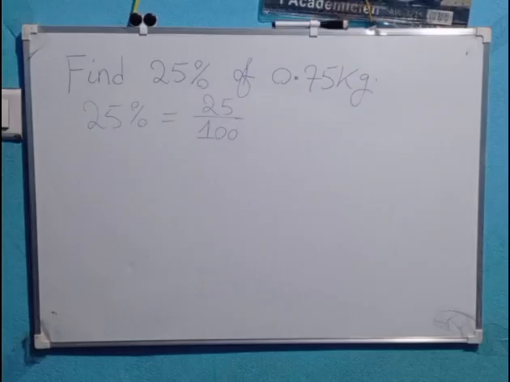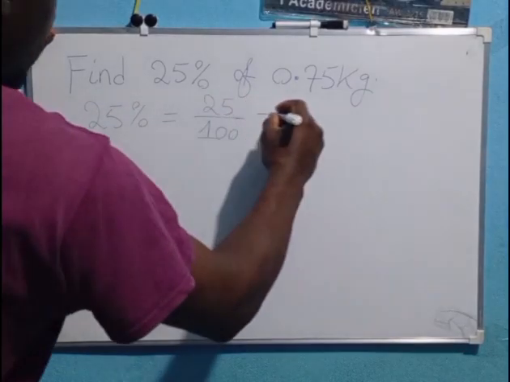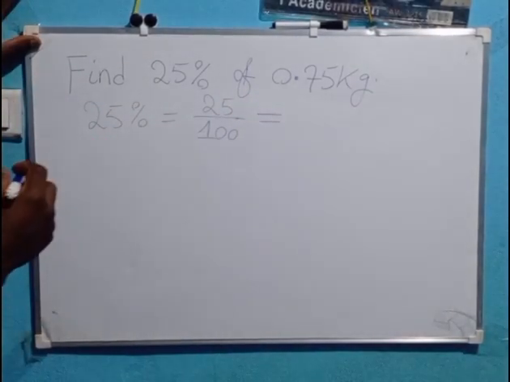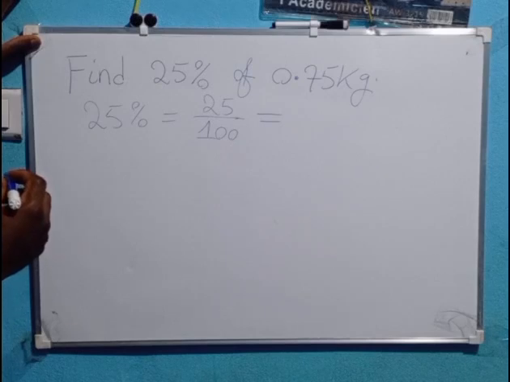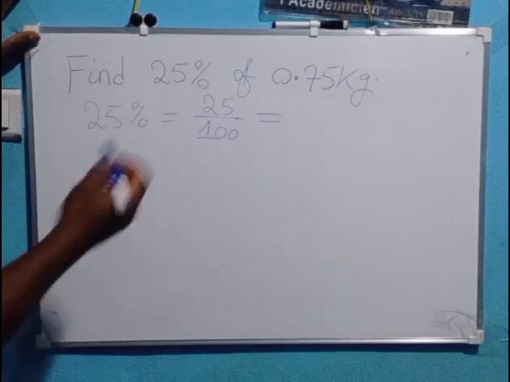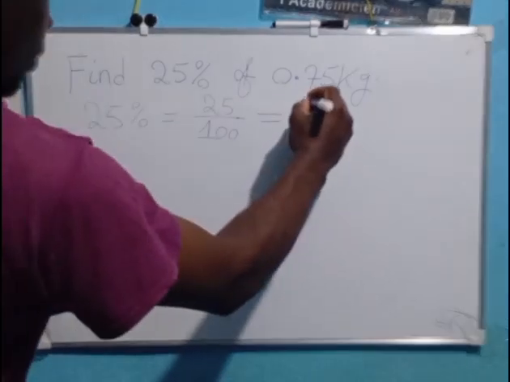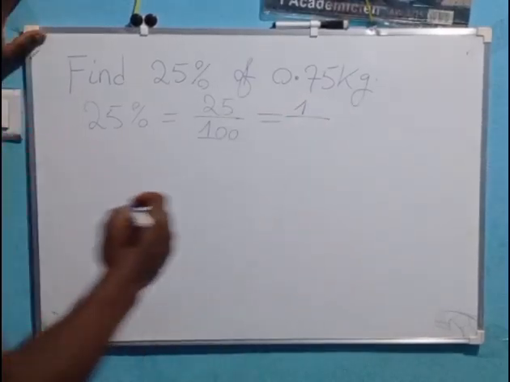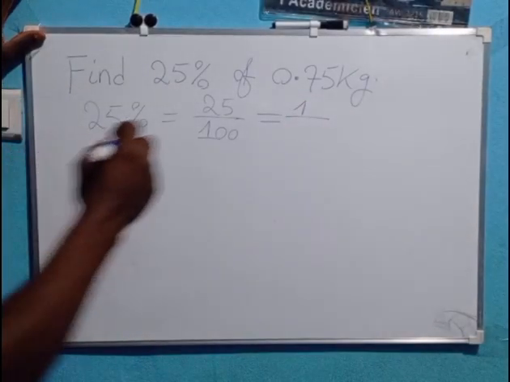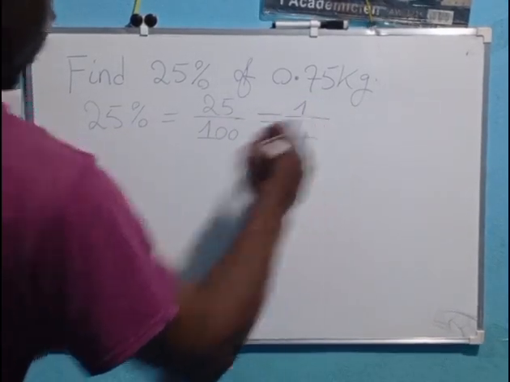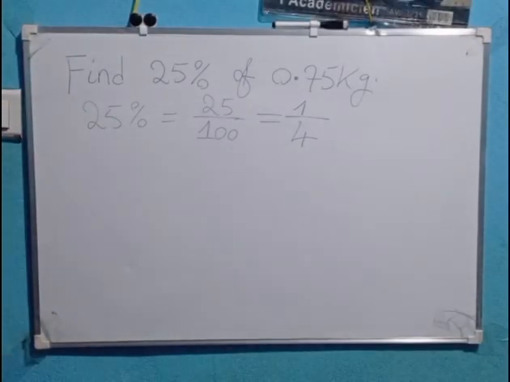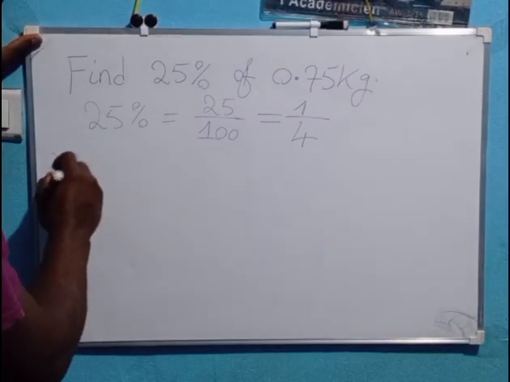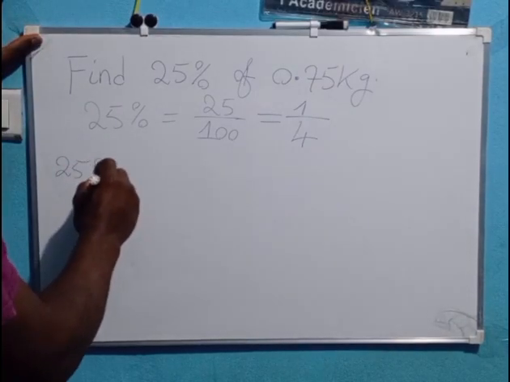Simplifying 25 over 100, this will give us the highest common factor of 25 and 100 is 25. 25 divided by 25 gives us 1 all over 100 divided by 25 gives us 4. 1/4 is an equivalent fraction of 25%.